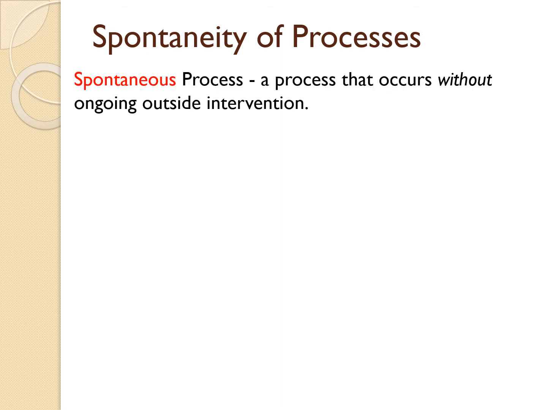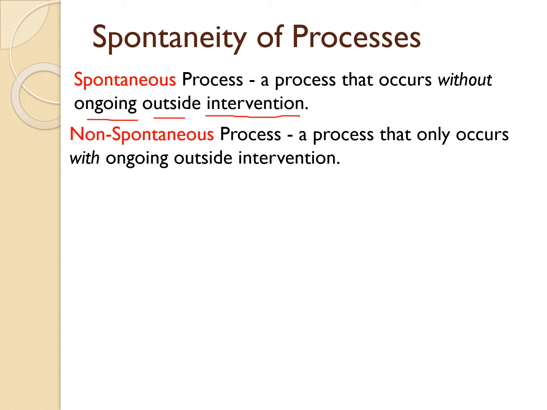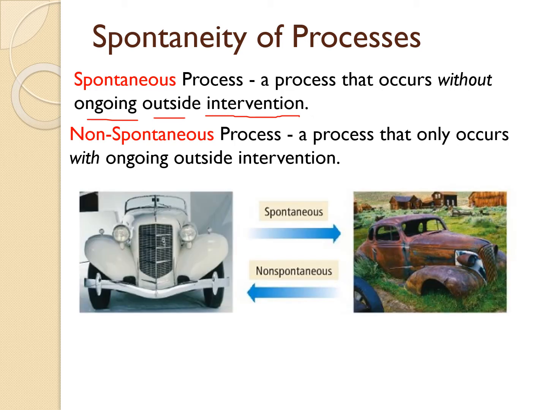A process is spontaneous if it can occur without ongoing outside intervention. We may have to get the process started, but once the process gets started, it's going to be self-sustaining. A non-spontaneous process, in contrast, is a process that can only occur with ongoing outside intervention. So a non-spontaneous process won't occur unless we continually put effort and energy into that process to force it to occur. A couple examples illustrate what we mean by a spontaneous or a non-spontaneous process.